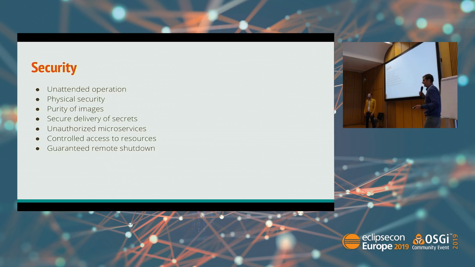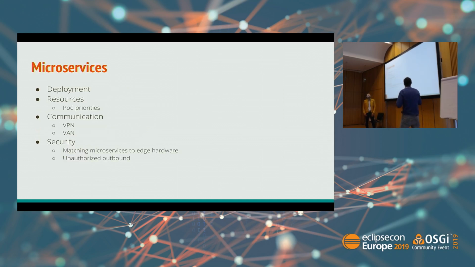So it's an unintended operation. Somebody can tamper with the hardware. How do we protect against all that? Everything that's public infrastructure is a different security concern than the servers running in a secure data center. And from the point of developing the microservices, we have a lot of different concerns as well.